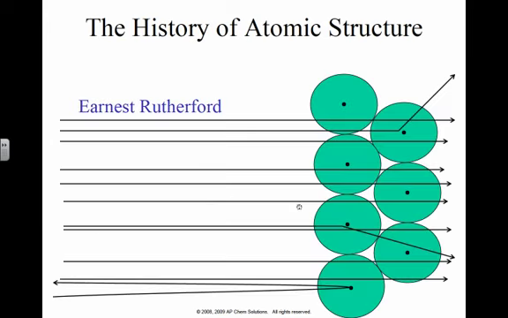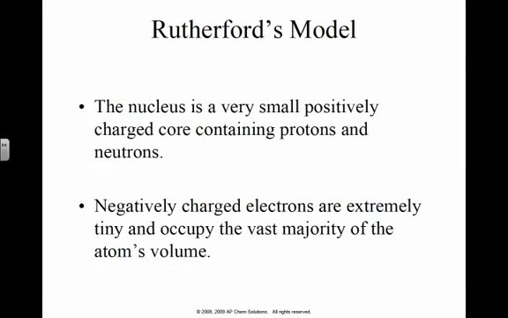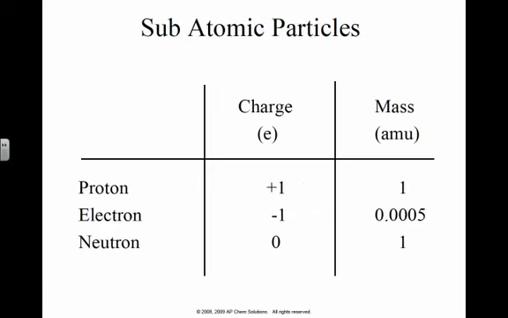So what did he say? He said, first of all, that the majority of an atom is empty space. That's where the electrons hang out. And he also said that there must be some sort of dense, compact center in the middle of these atoms, which we now call the nucleus. The nucleus is a very small, positively charged core containing the protons and the neutrons. Negatively charged electrons are extremely tiny and occupy the majority of space of an atom.